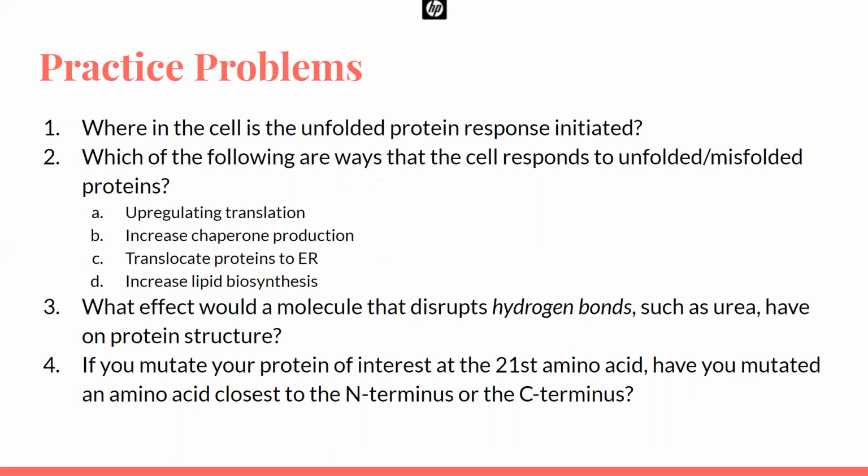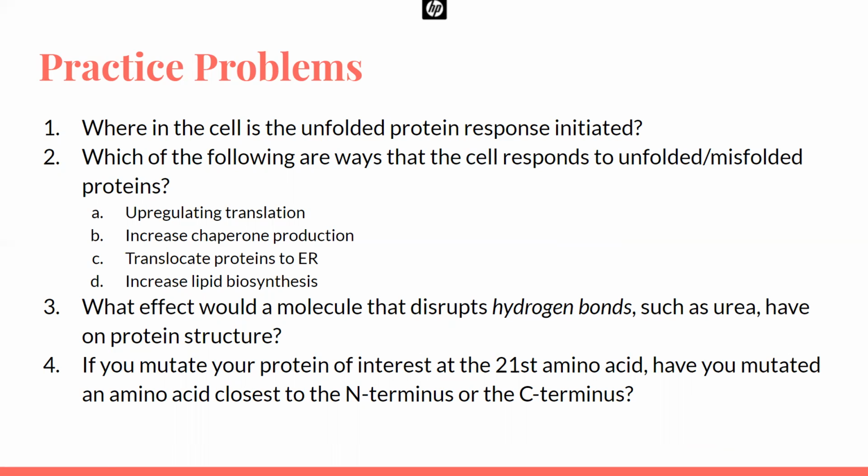So you would not want to upregulate translation. You want to downregulate it because you don't want more proteins if you're trying to fix the ones you already have. You do want to increase chaperone production because you want more chaperones to help fold the proteins properly. You don't want to translocate proteins to the ER. You'd want to translocate them to the proteasome or the cytosol so they could go to the proteasome, because there's no proteasome in the ER. And you would want to increase lipid biosynthesis because that will increase space in the ER for more proteins.